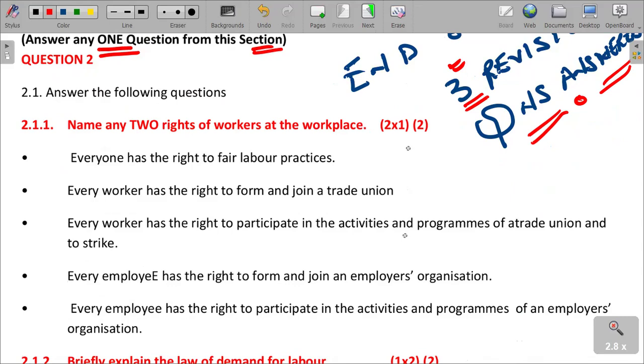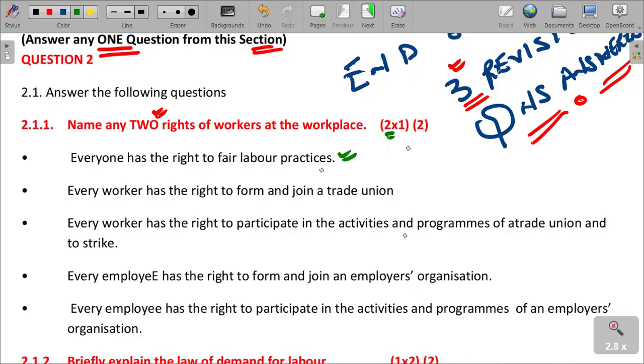The first question reads: name any two rights of workers at the workplace. What are the rights of workers at the workplace? We need 2 points, and each has 1 mark. So everyone has the right to fair labor practices.